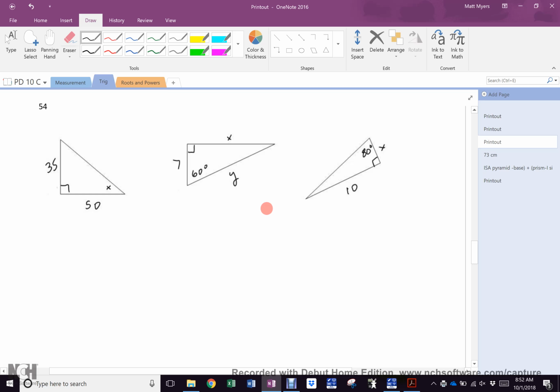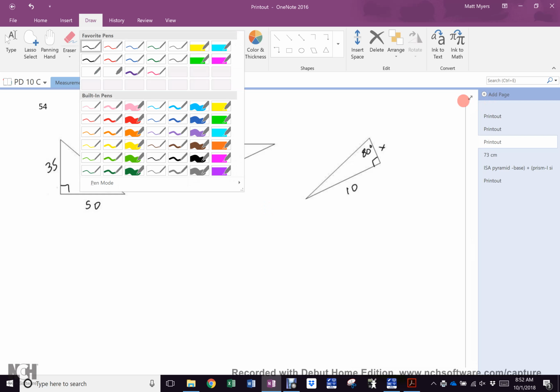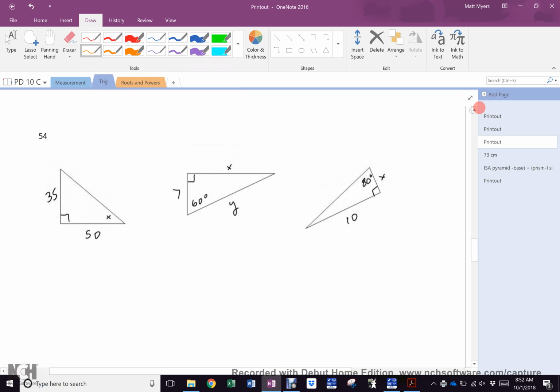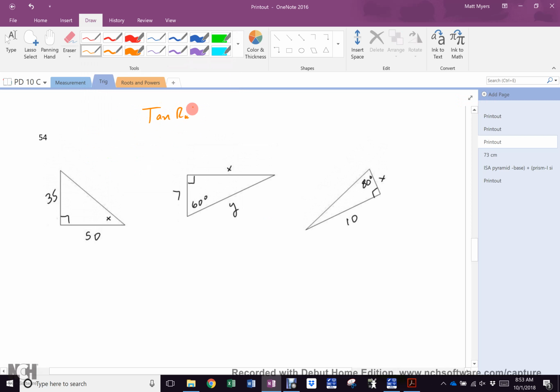The work. It tells you what to do. We know that the tangent ratio compares the opposite side to the adjacent side. If you write it out, you cannot do it wrong.